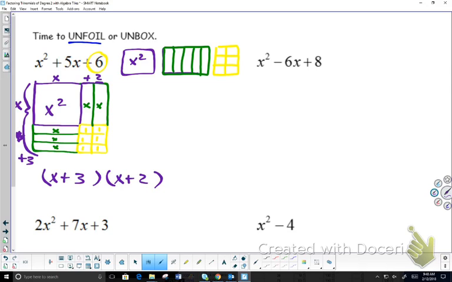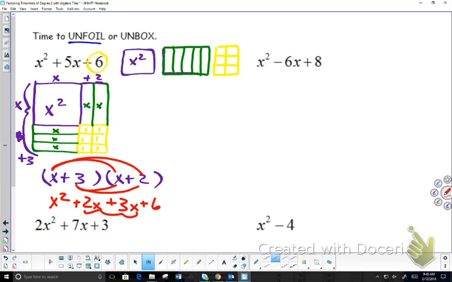I'm not going to show this on all of them, but I'm going to show you how. So this would be us unfoiling. Well, if we were to actually foil and put it back together, then that would mean we'd go X times X plus 2X plus 3X plus 6. And this is what we were working on last week, which now you would get X squared plus 5X plus 6. So you'll notice you get right back to where you began, okay?